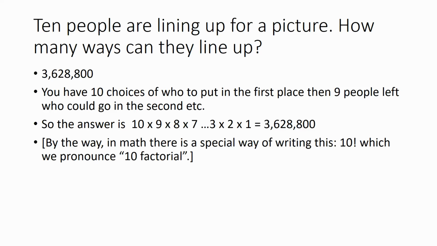By the way, in math, there's a special way of writing this. It's called 10 with an exclamation point, which we pronounce 10 factorial. So to multiply all the numbers from 30 down to 1 would be 30 factorial. That's how we'd write it.